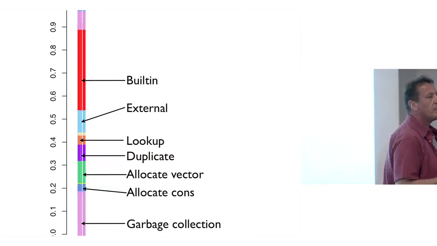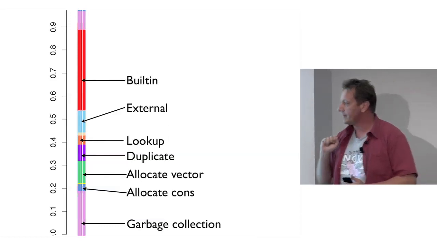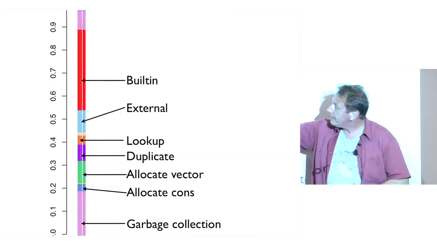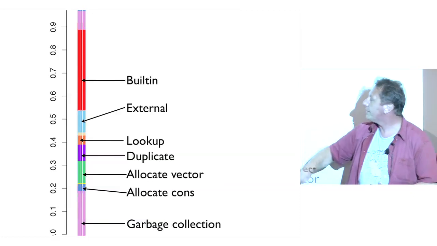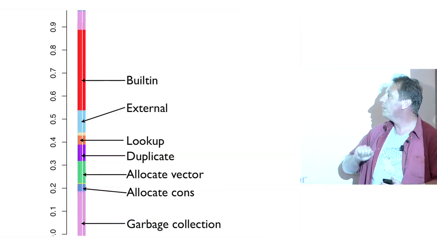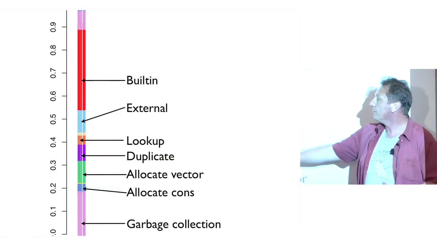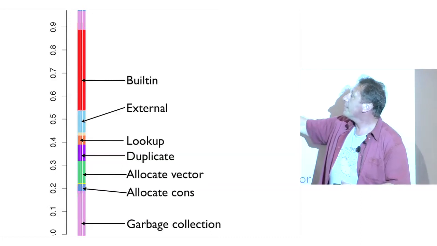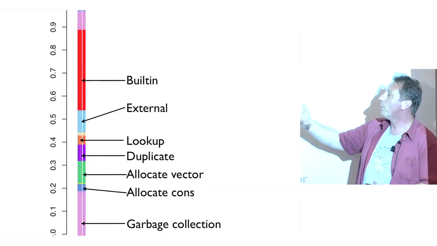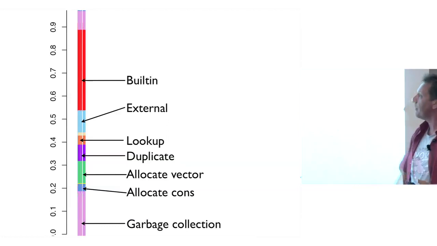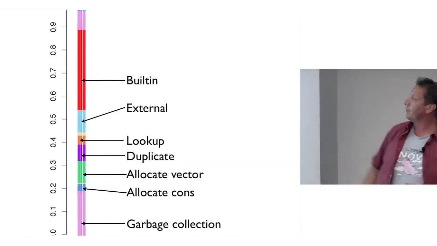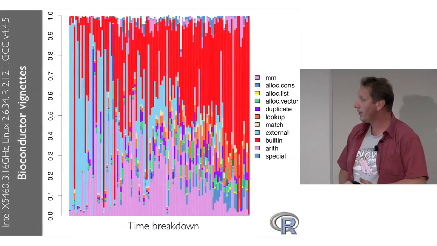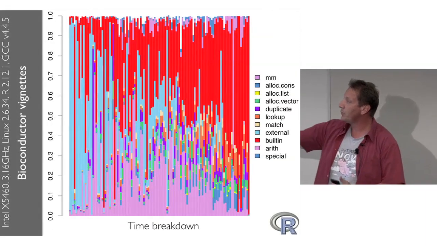R has copy on write semantics, and these duplicates are there. Then about 5% looking up names. Then there's about 10% going to external code, so random libraries doing what God knows what. And then this big red chunk is the actual R computation, operations like plus, times, and so on on R data, and then some random other stuff. So that's one program. Now, if we look at a couple of hundred of them, this is what we get.